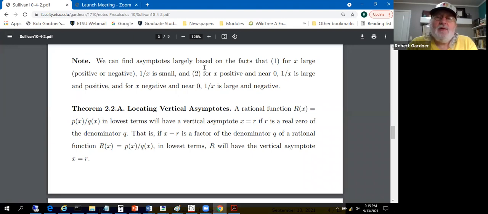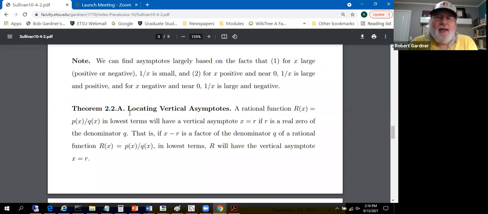We can find asymptotes largely based on the facts that, first, for x large, be it positive or negative, 1 over x is small. And for x positive and near 0, 1 over x is large and positive. For x negative and near 0, 1 over x is large and negative. So the reciprocal of a little number is a big number. The reciprocal of a big number is a little number. And a number and its reciprocal have the same sign, be it positive or negative. There's a synopsis of what's said there.